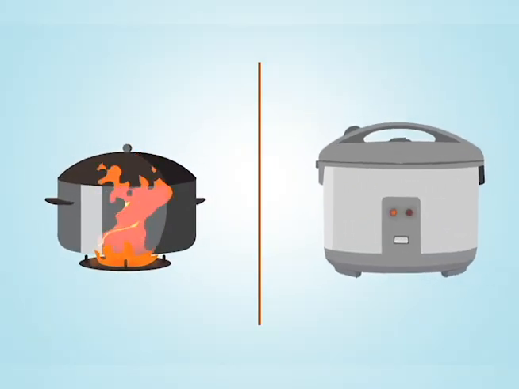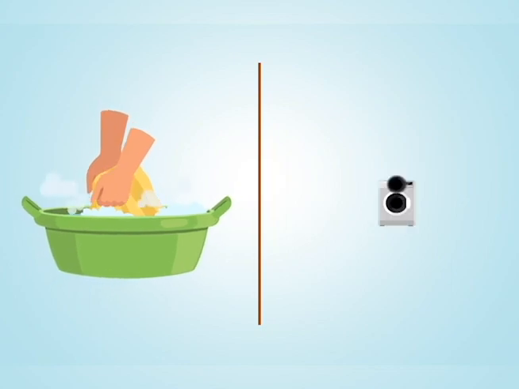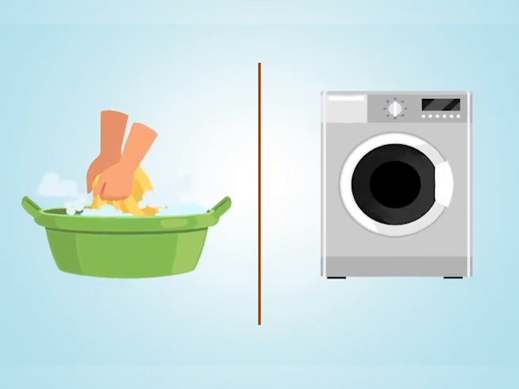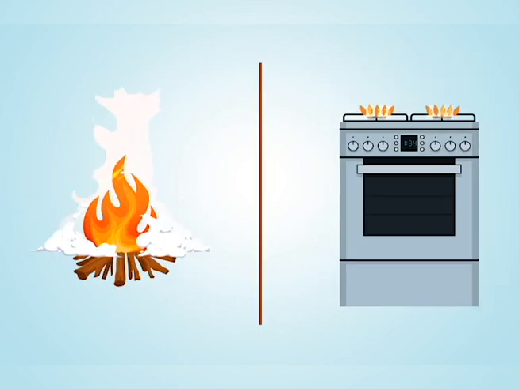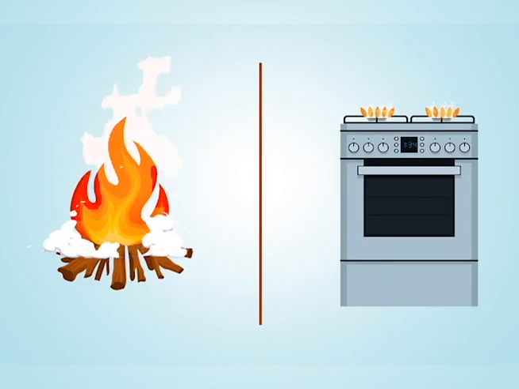Number 1. Your lolo or lola used to cook rice with a caldero, a pot specifically made for cooking rice. Nowadays, you likely use a rice cooker. Your lolo or lola may still prefer washing clothes by hand, but you now use a washing machine. A gas range or induction stove has replaced cooking your meal with charcoal in the backyard.